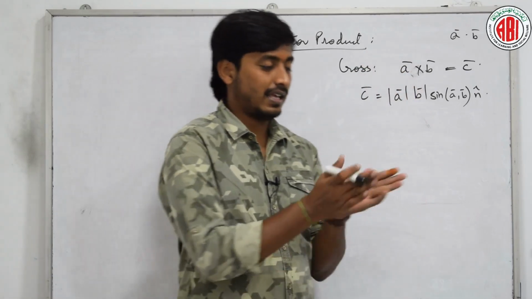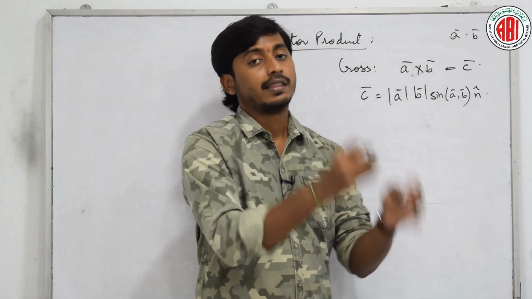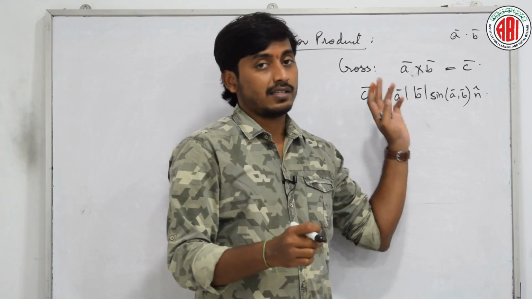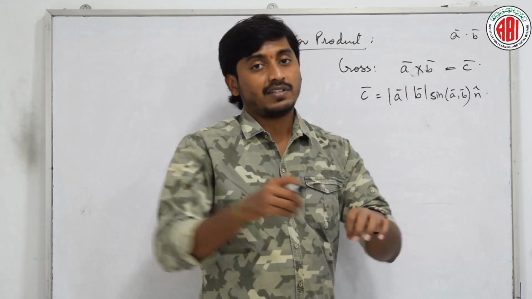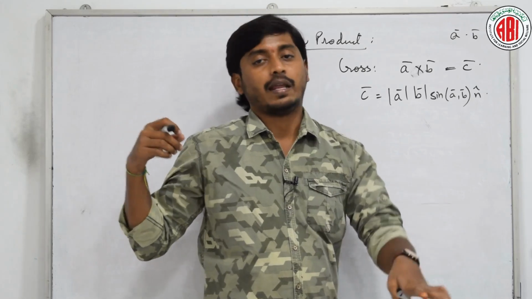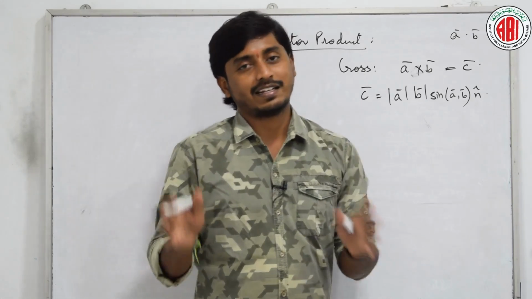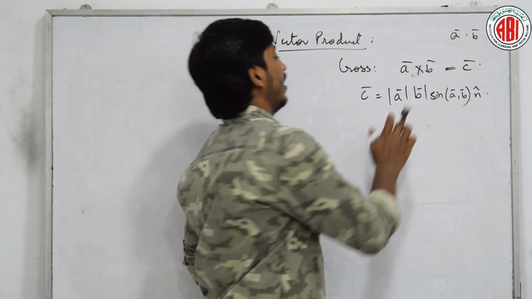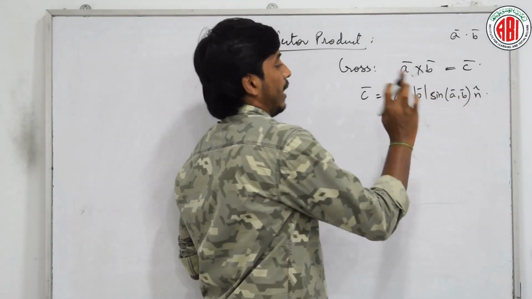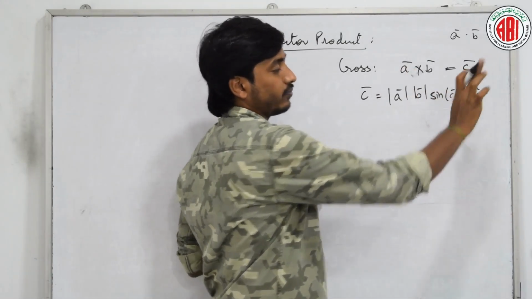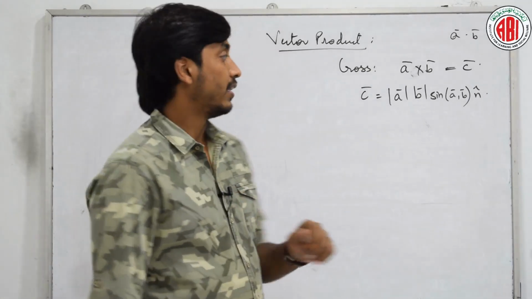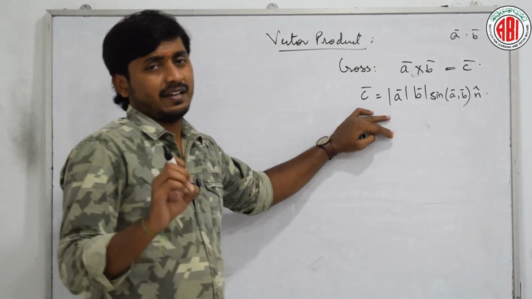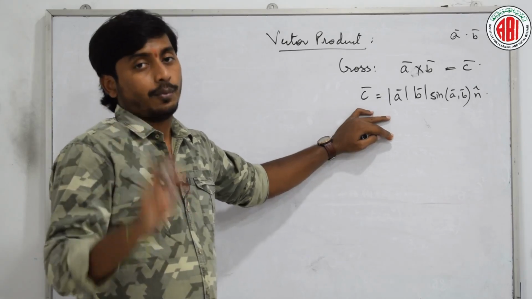For example, let us say A bar and B bar are in one plane. Then the vector product is along the plane which is perpendicular to this previous plane. Whether you understand this definition or not, remember this formula: mod A mod B sin of A comma B into some unit vector n cap. Cap is always a unit vector, remember, right? That is the basic definition of a vector product.